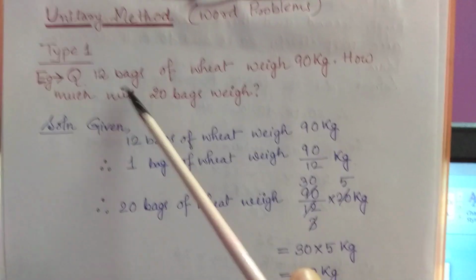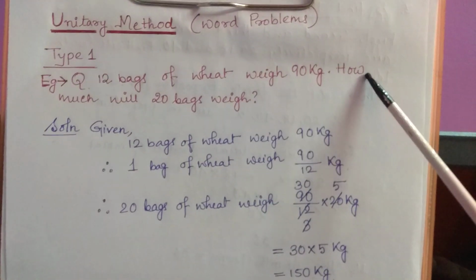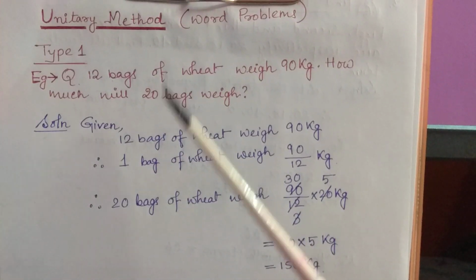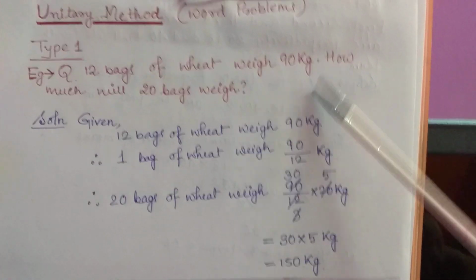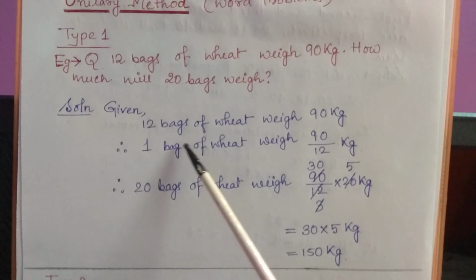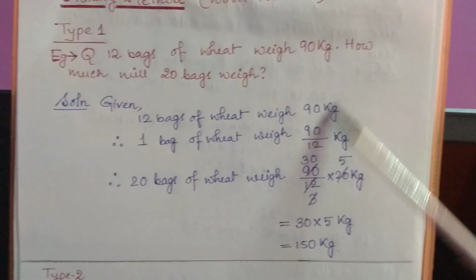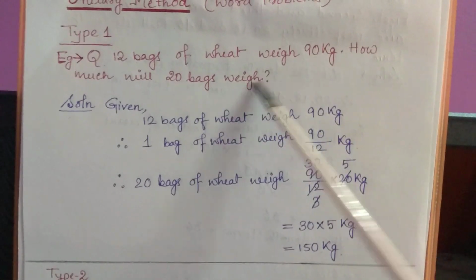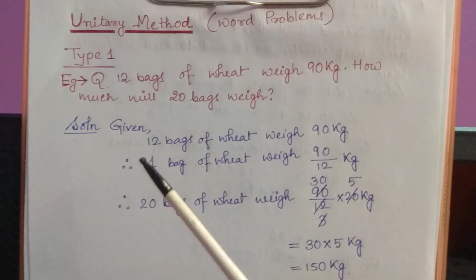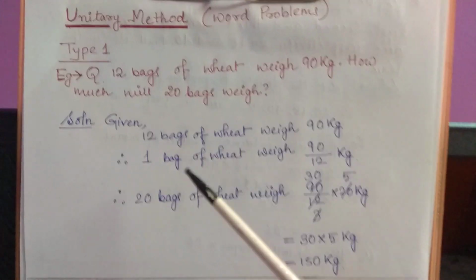The question is: 12 bags of wheat weigh 90 kg. How much will 20 bags weigh? That means 12 bags of wheat weigh 90 kg. What will be the weight of 20 bags? So the statement will be like this. Which one do we need to find? That one is always on the right side. Since weight is asked to find, weight will always be on the right hand side. 12 bags of wheat weigh 90 kg. It is given in the question.